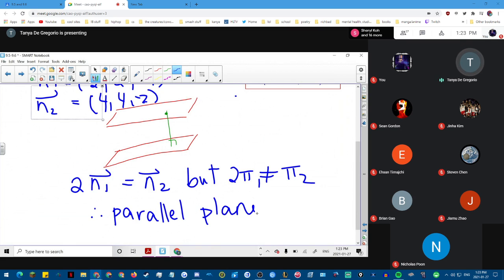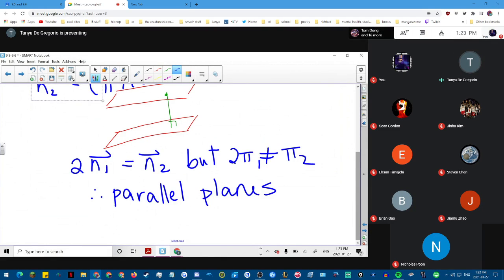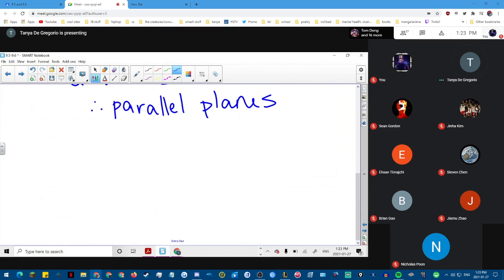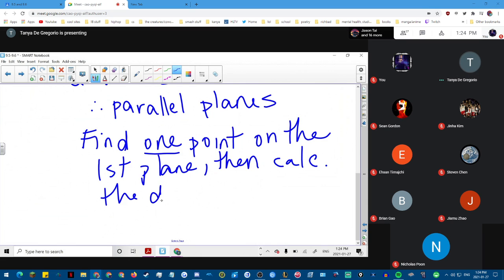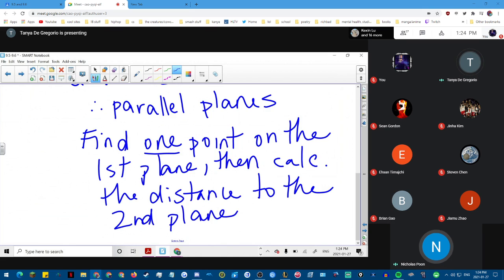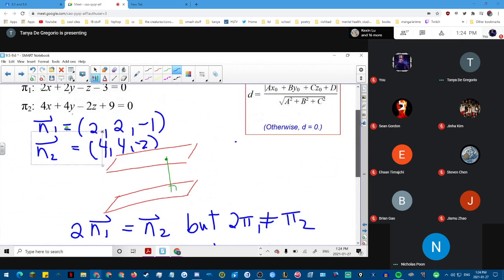So what are you going to do? We have 2 planes that are parallel, and we want to find the distance. So what are we going to do? What do you guys think? We are going to find 1 point on the first plane, and then calculate the distance to the second plane. Miss, when you say the first plane, we can choose either plane, right? Yes, you can. Absolutely, you can.